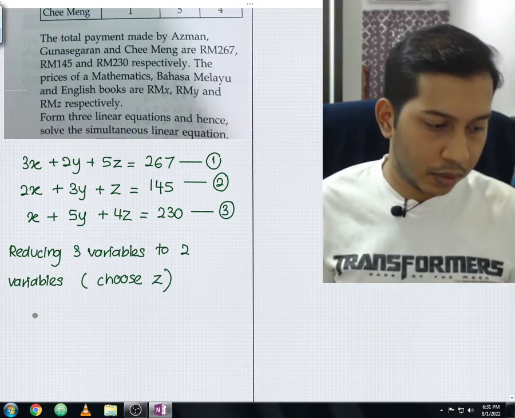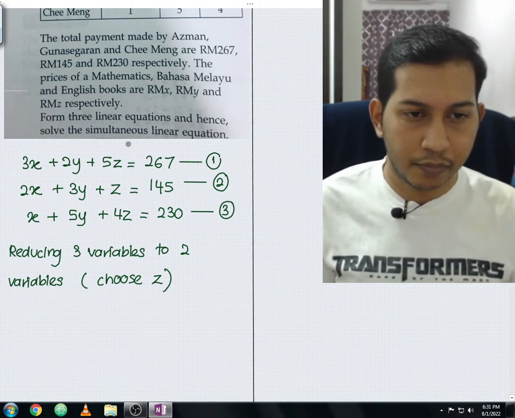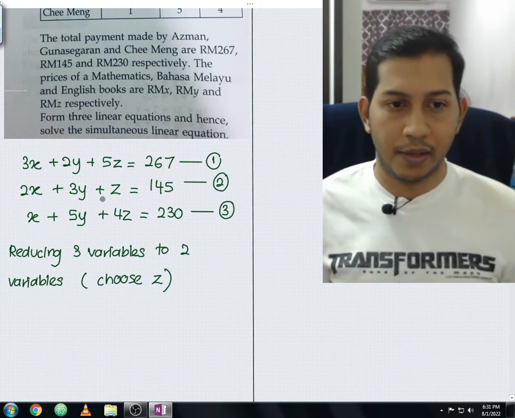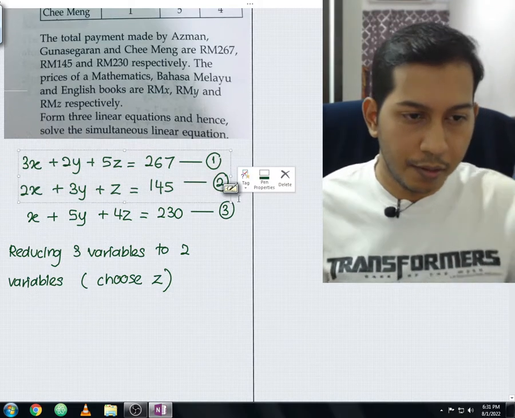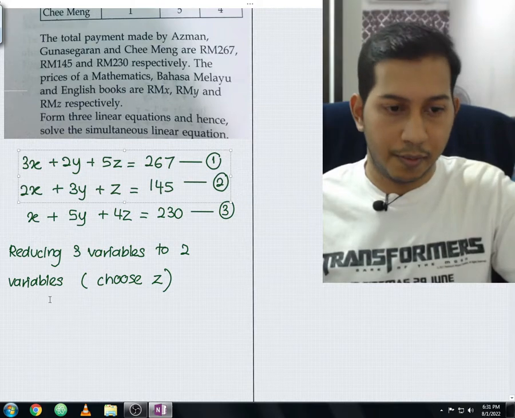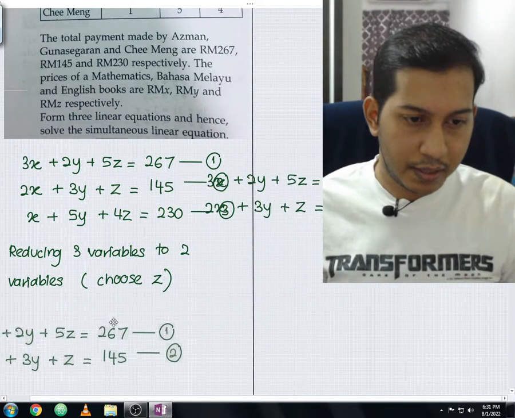So from here we're going to choose the first two equations and we're going to eliminate the z variable. So equation 1 and equation 2 will be our first operation. Let me just paste it here.